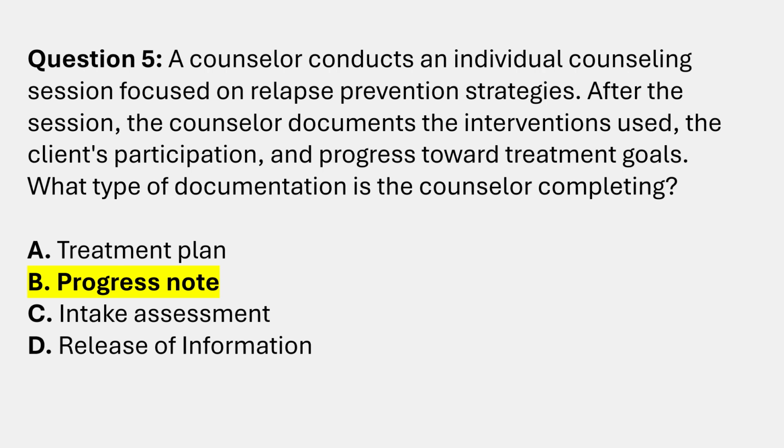The correct answer is B. Progress note. B is correct because progress notes document services provided, interventions used, client participation, progress, and significant clinical observations. A is incorrect because a treatment plan outlines the client's goals, objectives, and interventions, but does not document individual counseling sessions. C is incorrect because an assessment is completed at the beginning of treatment to gather background information and identify treatment needs or the client's diagnosis.